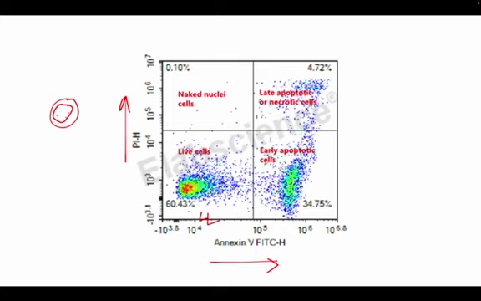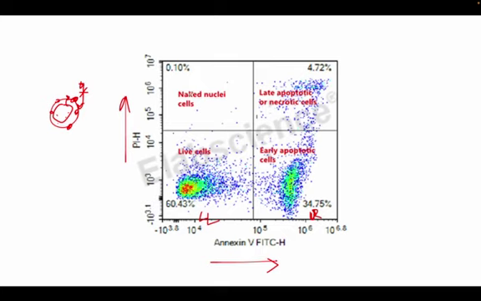In early apoptosis, remember, phosphatidylserine is flipped to the outer leaflet. So annexin V will be able to bind, but there are no pores in the membrane. So PI will not be able to enter the cell. So in early apoptosis, our cells will be positive for annexin V, but negative for PI. Right? So this will be the lower right quadrant. The lower right quadrant will have early apoptotic cells. This is annexin V positive, PI negative.